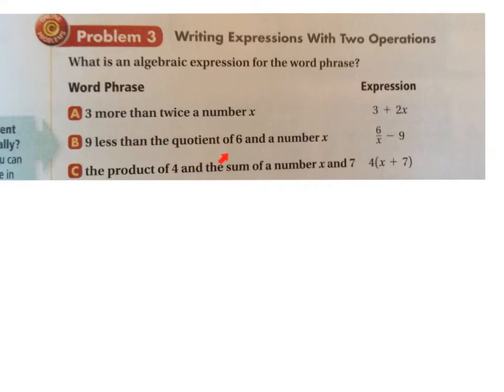9 less than the quotient of 6 and a number x. Now notice, 9 less than the quotient. The important part here is less than a quotient. So that means we're going to have a quotient. That's a division there. So 9 less than the quotient means the 9 is being subtracted. And notice again, 6 and a number x. That means the 6 is divided by the x. And then the product of 4 and the sum of a number x and 7. So product of 4 and the sum. So 4 times this sum inside of a number x and 7. So x plus 7, get a sum, 4 times that whole thing. Later on we'll discuss the distributive property. Fun with that, right?